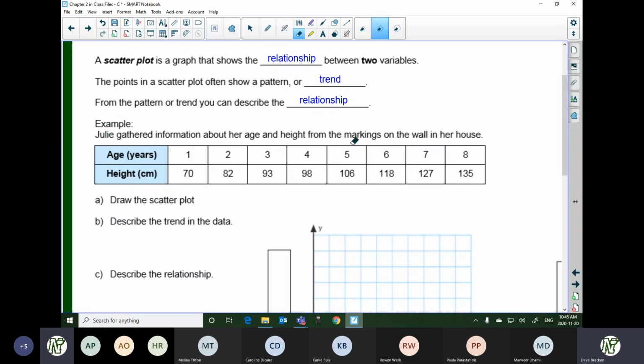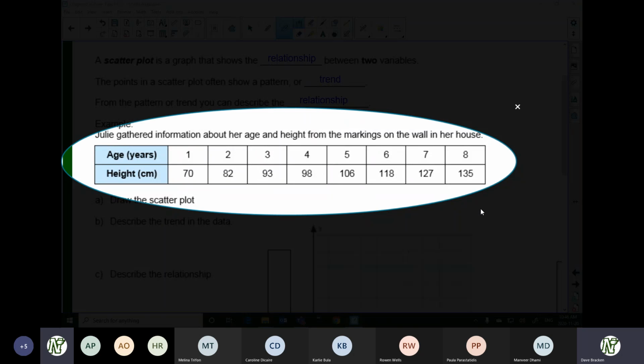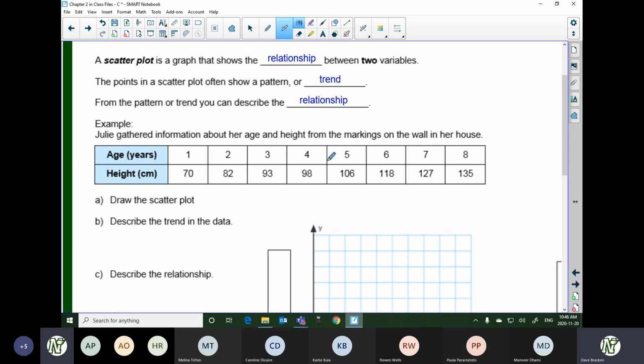So this is the table that somebody gave us. It says Julie gathered information about her age and her height from the markings on the wall in her house. So her mom did the same thing. So you can see the two variables, age and height. And what we have here is just raw data. We just have these numbers in a table that are forming a pattern or maybe not forming a pattern. I don't know, but it's just raw data comparing two variables. What we're going to do is turn this into a picture called a scatter plot.